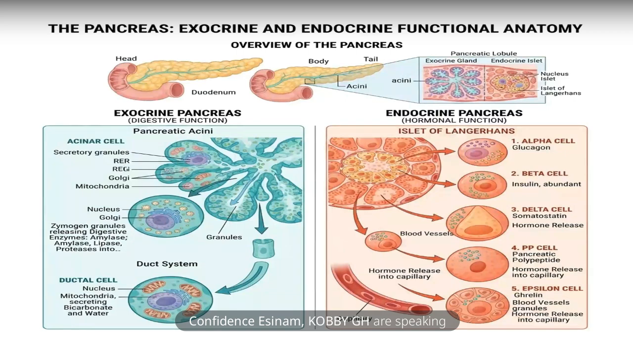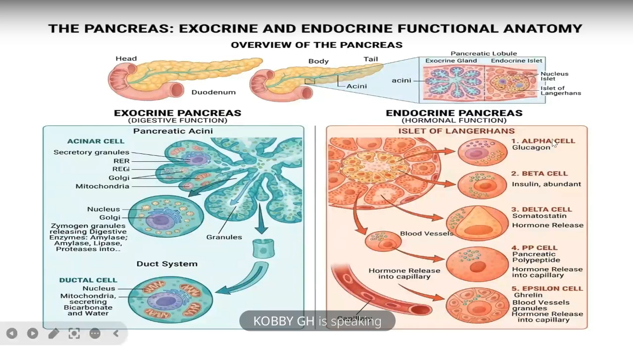The alpha cells produce a hormone we call glucagon. The beta cells produce a hormone we call insulin. The delta cells produce a hormone we call somatostatin. Do you remember somatostatin? Which other organ produces somatostatin? The hypothalamus. What is the work of somatostatin? It's a neutralizing hormone.